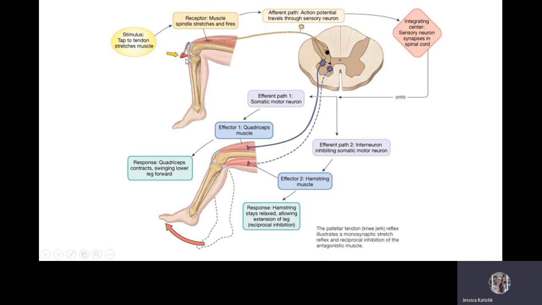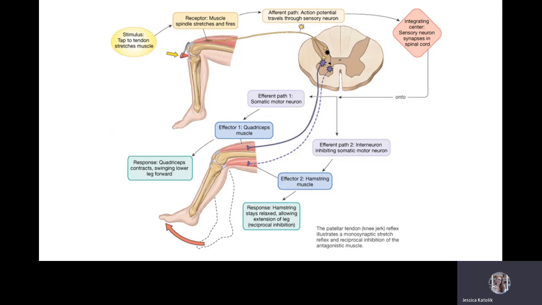So over here, what we see again in the stretch reflex is that we're hitting the patellar ligament with a hammer. And when we do that, the quadricep muscles are getting stretched. And in response to that stretch, we have a receptor that will detect it, and it will convert that stretch into an electrical signal. That electrical signal is going to be passed through this sensory neuron and be brought to the integration center within the spinal cord. So all of that is the same.